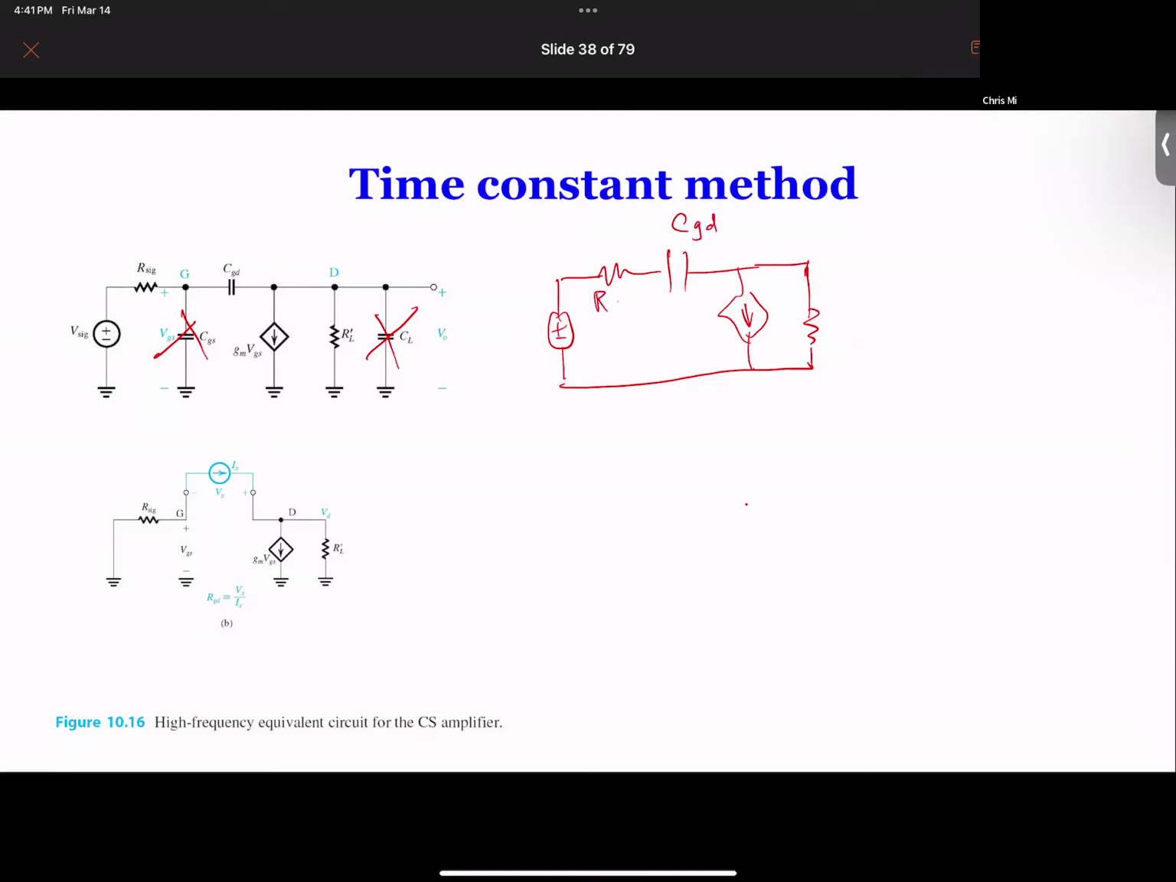CGD, RSIG. No, actually, this is a short circuit. Remember, the problem is here. So VGS is here. The reason this becomes a little more complicated is because this GM times VGS is a controlled source, and there's VGS across here, which means it becomes really hard. You cannot observe it, you cannot find it.